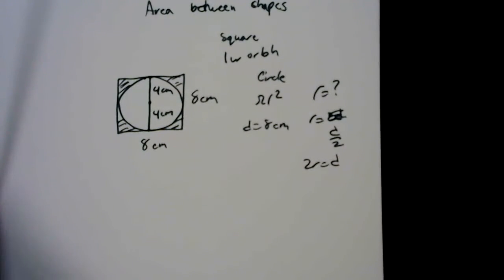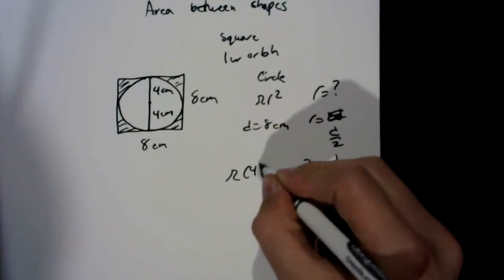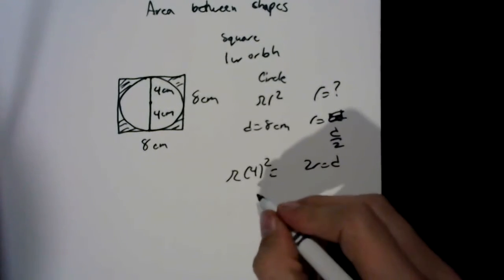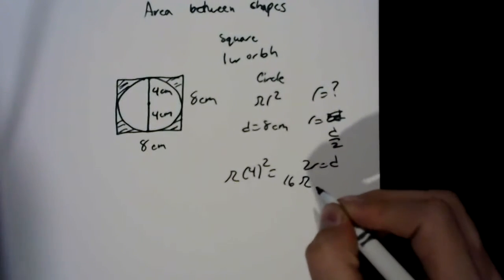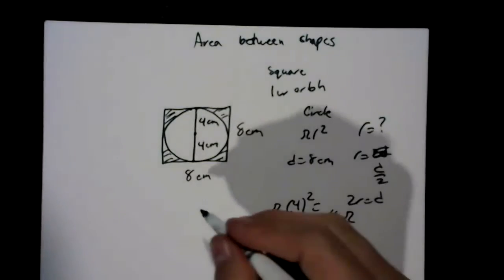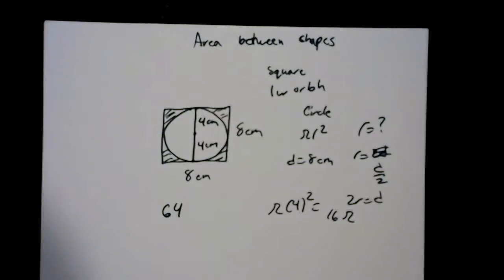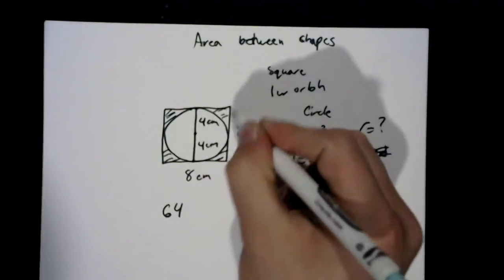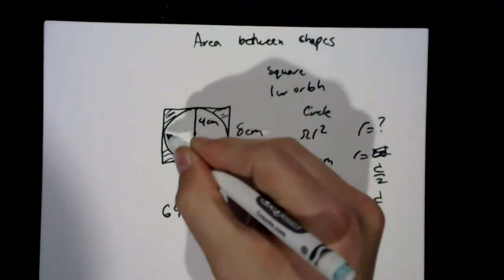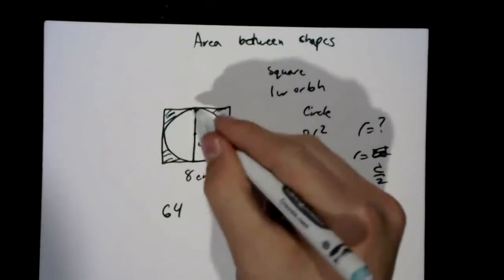Now, since we know that, we can find the area of the circle. So we can do pi times 4 squared equals 16 pi. I just realized I forgot to do the area of the square. 8 times 8, or base times height, is 64. Like I said before, you take the outside area minus the inside area, and it'll give you these triangle shapes.